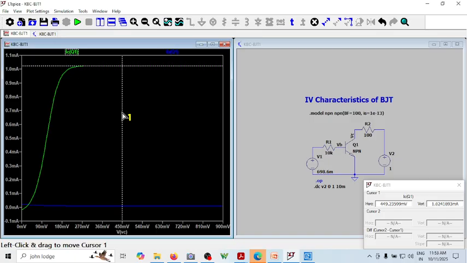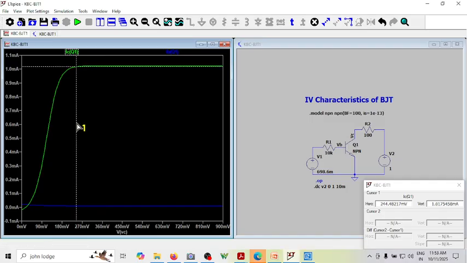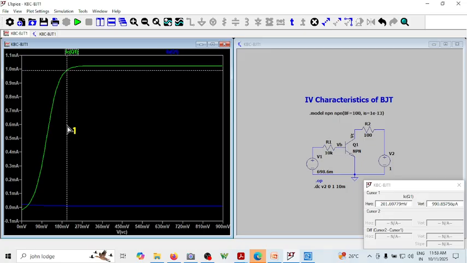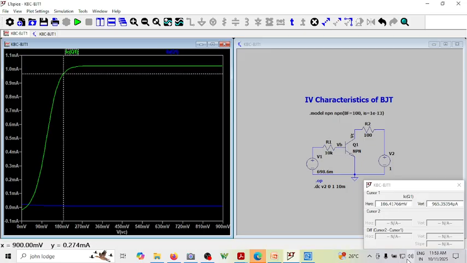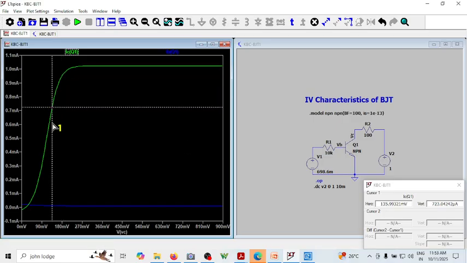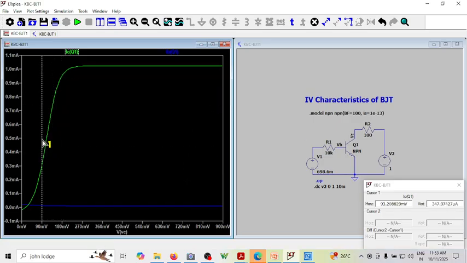It is constant here. Now this region is the active region. Can you see this voltage is around 0.238, almost 0.2 volt. So anything less than 0.2 volt, can you see now the voltage has reduced to 186 millivolts. Can you see the current also reduced from 1 milliampere to 965 microampere. Can you see the current is reducing? So here this is the saturation region, this is the active region.